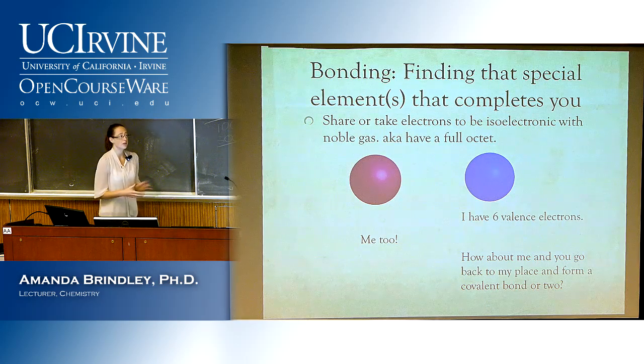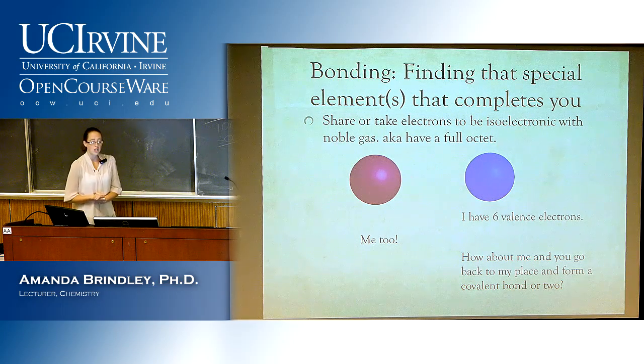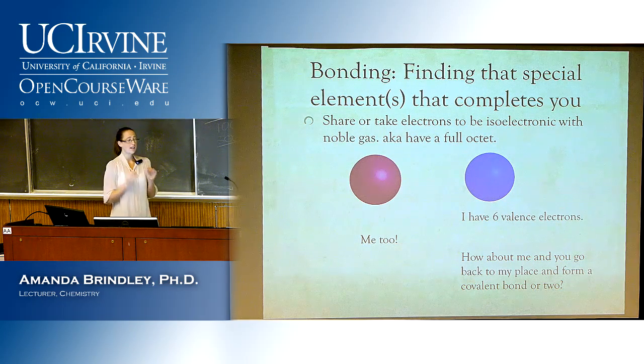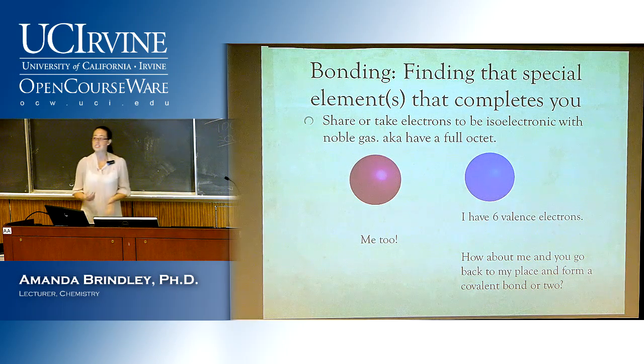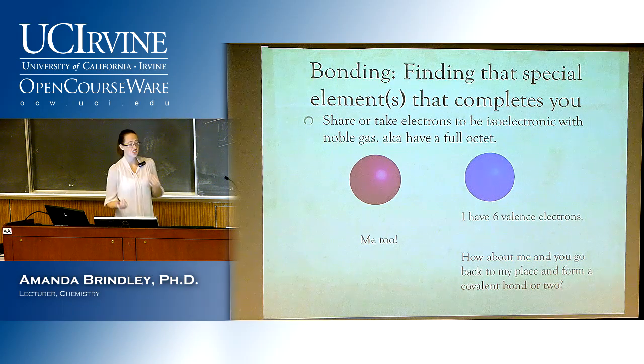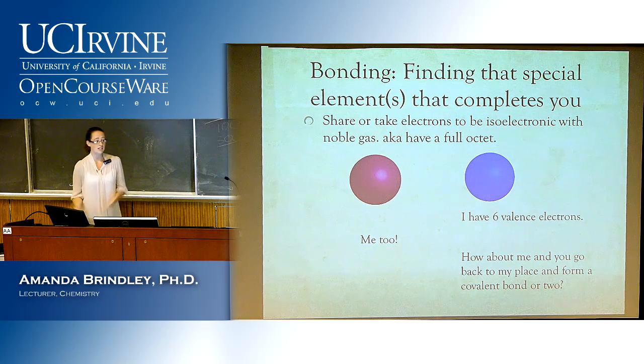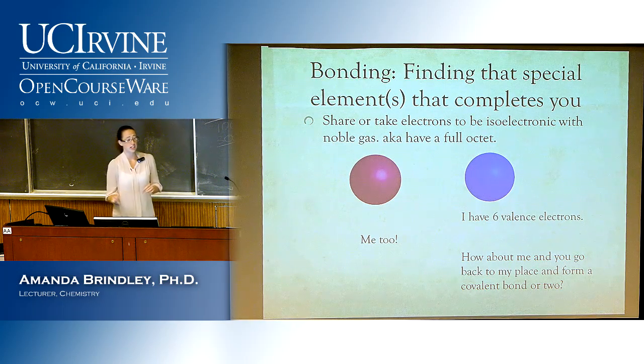So, again, some review from last time. Bonding is all about trying to figure out how to complete octets or make things more stable than they were. You can do that, in a case like this, by sharing electrons. If two atoms each have 6 valence electrons, they can share 2 of their electrons with each other and form bonds so that they each can have 8.